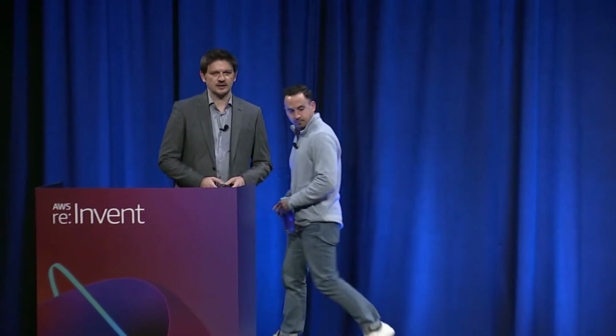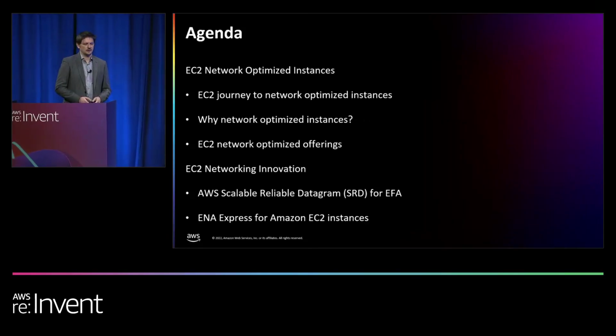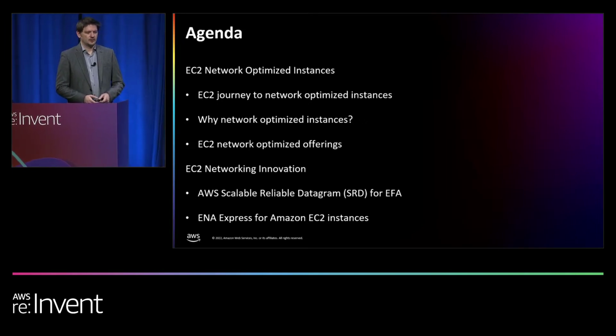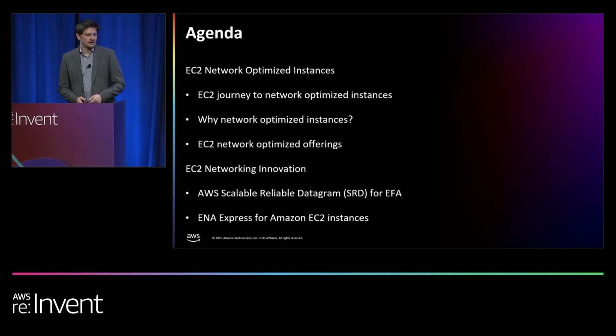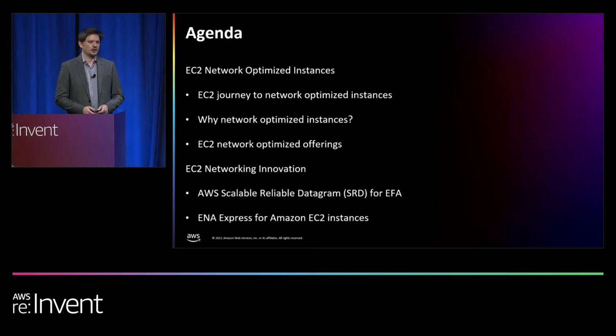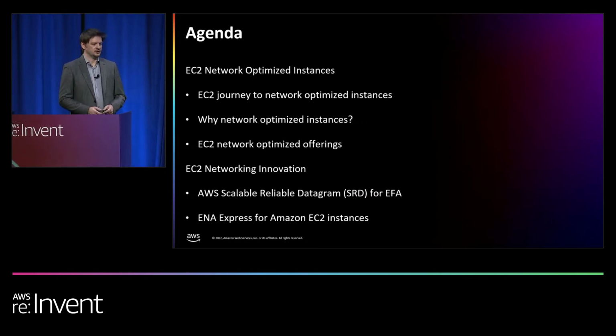Thanks for joining us again, and let's take a look at the agenda for this session. So in the first part of this session, I'll talk about how we're innovating for our customers in terms of EC2 network optimized instances. I'll go a little bit into the journey of how we got to launch network optimized instances, why we launched network optimized instances, and then go over our offerings and new announcements this week.